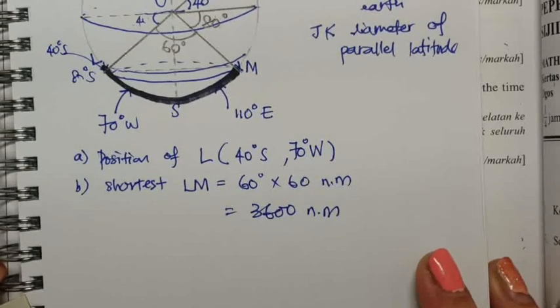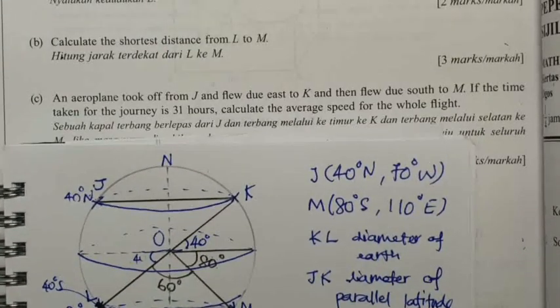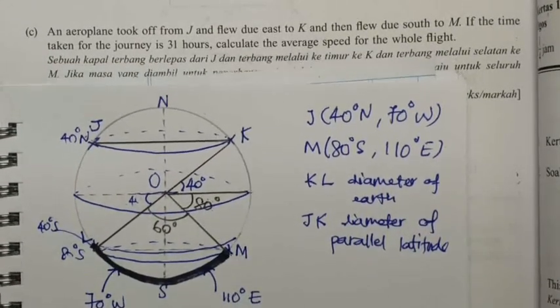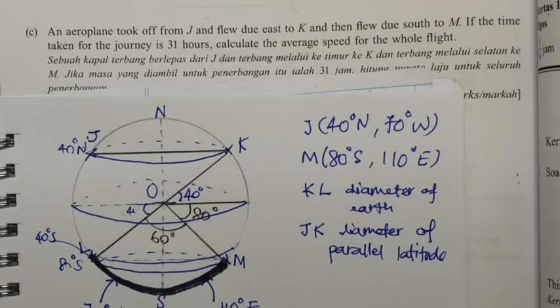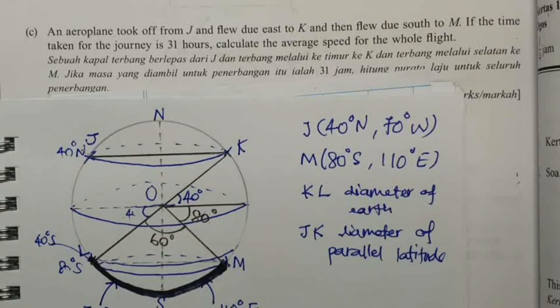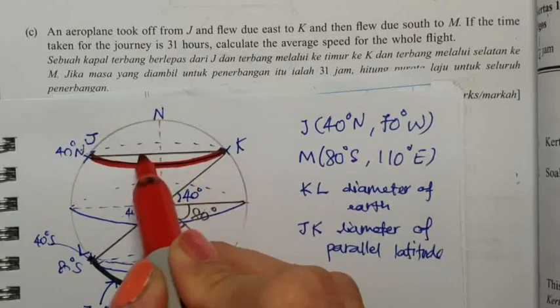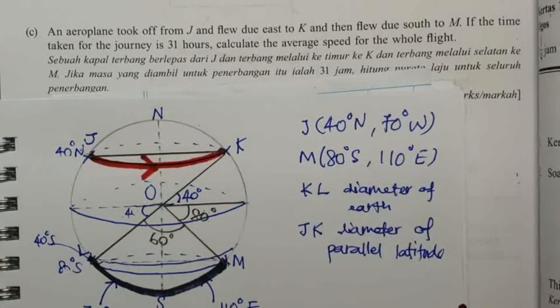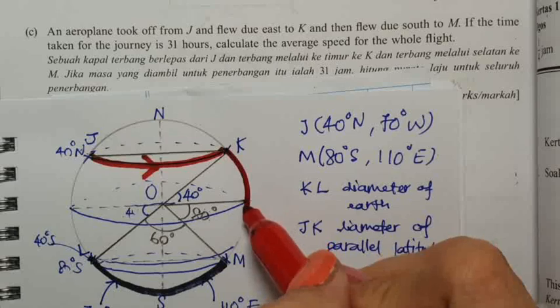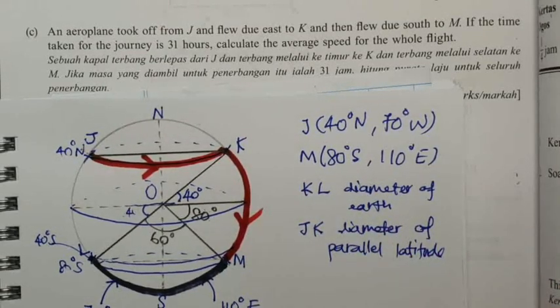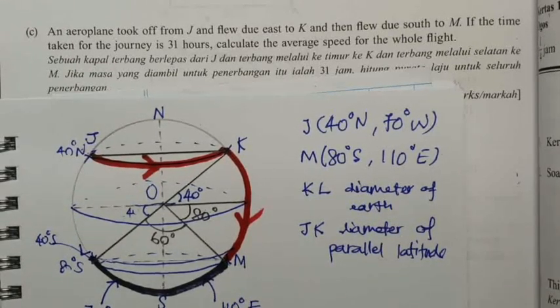Next. An aeroplane flew from J due east to K. Okay, let's find out where it is. From J due east to K, so this one will fly like that. Then flew due south to M, then fly like this to M. Okay, if the time taken for the journey is 31 hours, we need to calculate the average speed.